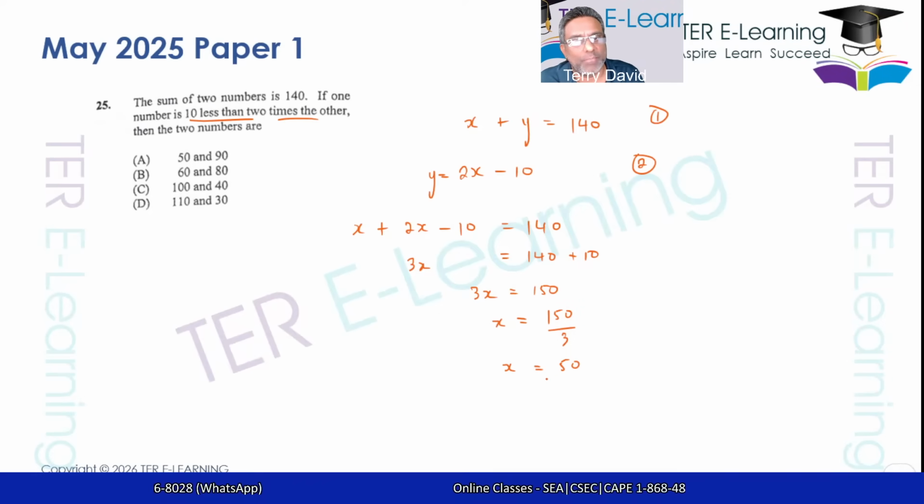So one of the numbers seems to be 50. And the other number will simply be 2x minus 10. So that's 2 by 50 minus 10, which is 100 minus 10, so that's going to be 90. So the answer is 50 and 90. E.